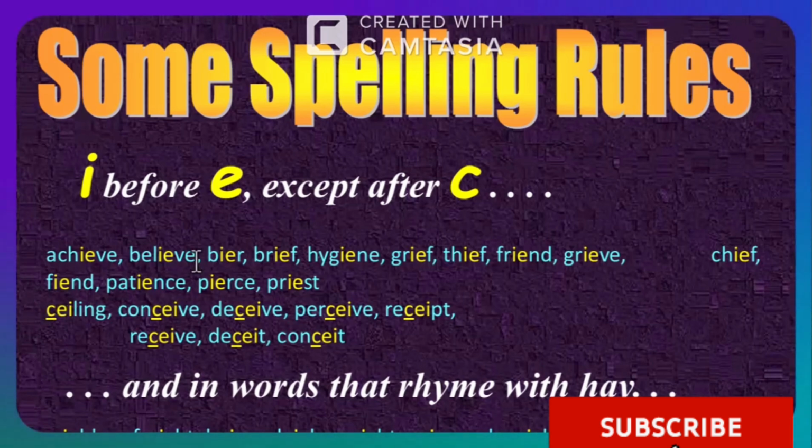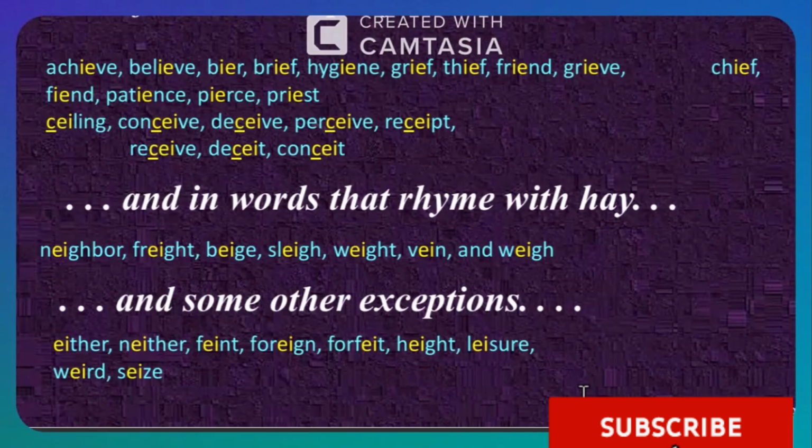Now we have C. Look at the C. Earlier we had other letters, but now we have C. When you have C first, then E comes after C, and after E you have I. In earlier examples, you only had I first, then E. But when the letter C comes, first you have E, then you have I. Like ceiling, conceive, deceive, perceive, receipt, receive, deceit, conceit.